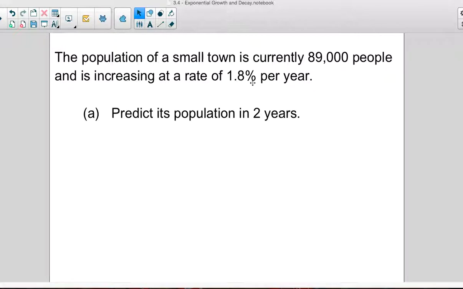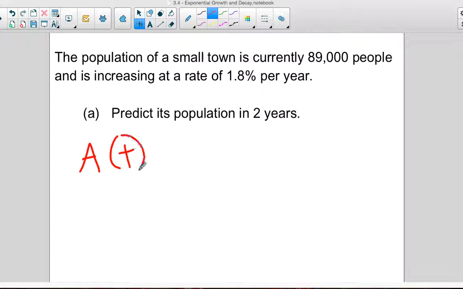So increasing tells you that we are exponentially growing instead of decaying, obviously. This unit is calculator based, so you can take out your graphing calculators if you haven't already. What we want to do is just predict the population in 2 years. It's 89,000 people right now. We got the rate. We have the initial amount, which is 89,000, and we have a time interval, which is 2 years. So it's a pretty straightforward problem.